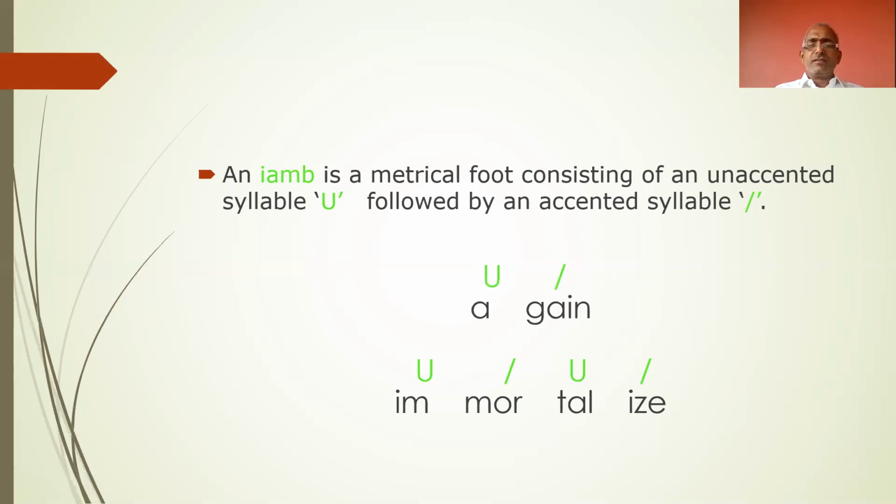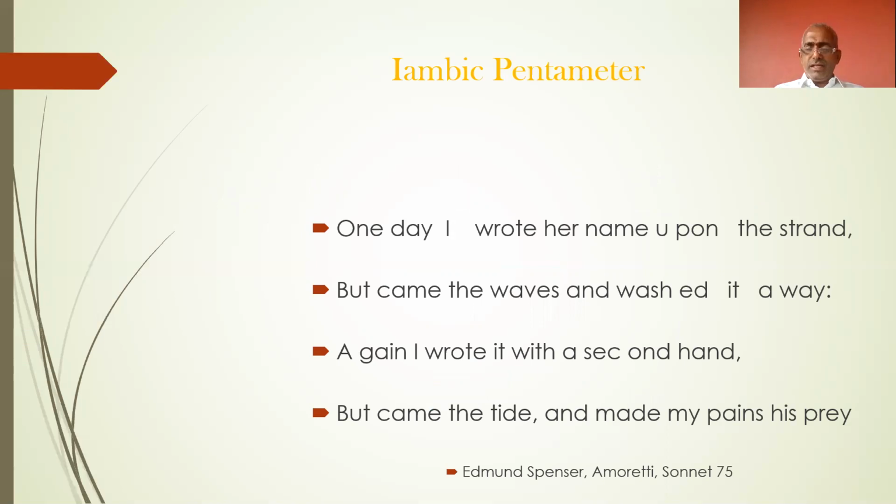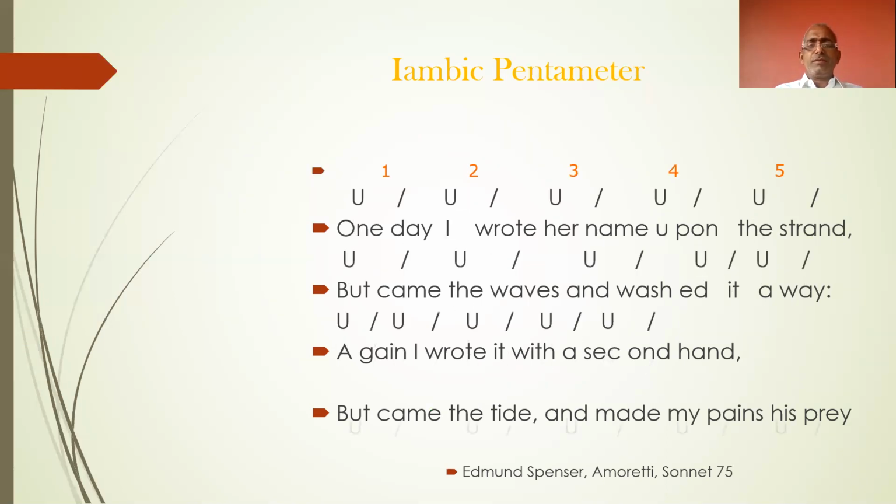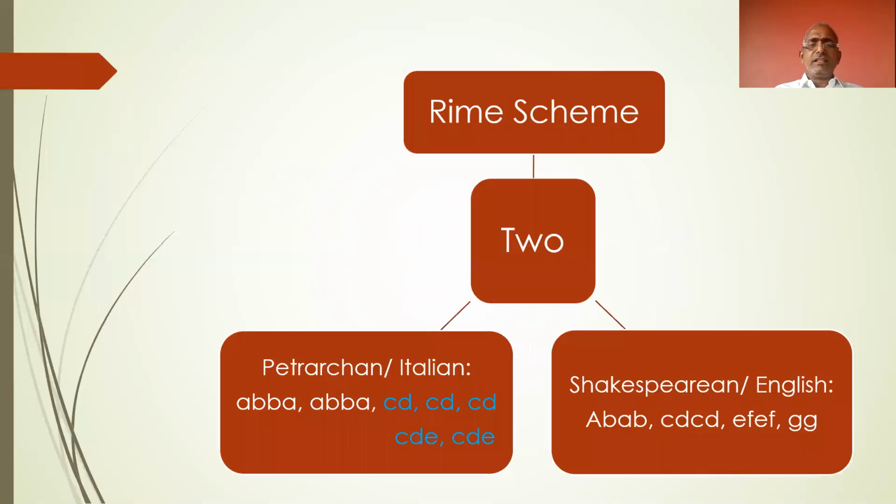Among the three feet, you will notice that 'a', 'ga' and 'in' are unaccented, and 'gain', 'mor' and 'lize' are stressed syllables. So here is an iambic pentameter example; please see how it is produced. One day I wrote her name upon the strand, but came the waves and washed it away. Again I wrote it with a second hand, but came the tide and made my pains his prey. In that manner, actually, the sonnet is written.